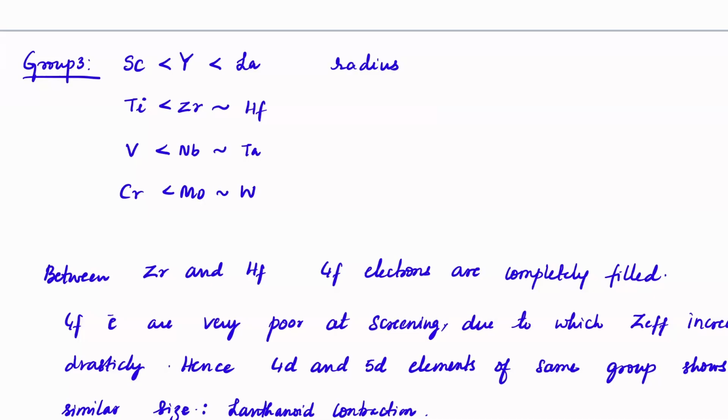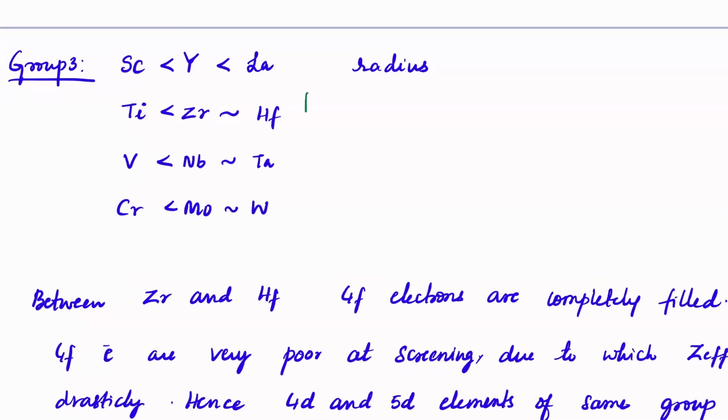Why would this happen? Because the minute you go from zirconium towards hafnium, in between there are 4f electrons, which are completely filled. And you know that f electrons are even weaker at screening than d orbitals. D orbital electrons are poor screening, and f electrons are even poorer screening electrons. That means they will give a very strong attraction to the nucleus, to the outermost orbit. So that will start shrinking the size. So Z effective is high, right?